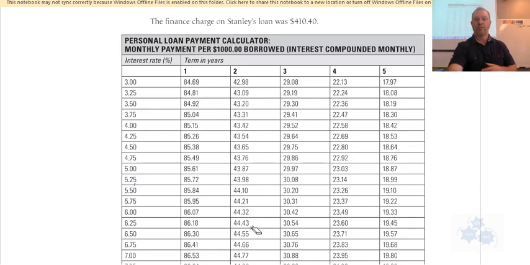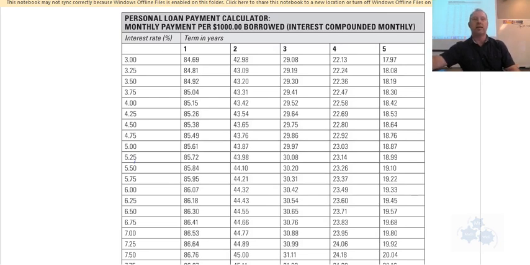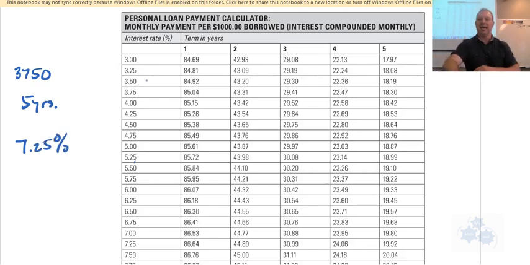Nice. Okay, are you ready for this? You're going to have to get your calculator out now. I'm going to have to get my calculator out too. And I'll write this down. So I've got $3,750. I'm going to take it out for 5 years, but they're going to charge me 7.25%. What is my payment? Go.